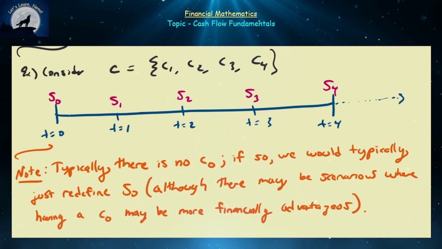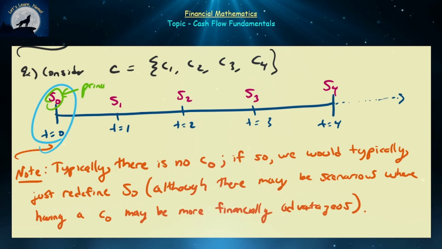I want to briefly mention why we usually don't have a C0 in a cash flow, although I did briefly mention that you could have one. If you did have a C0, which would be a cash flow that occurred at time t equal to 0, keep in mind S0 is typically referred to as the principal balance on the account, whether it be your principal loan balance or your principal investment into, say, a savings account.